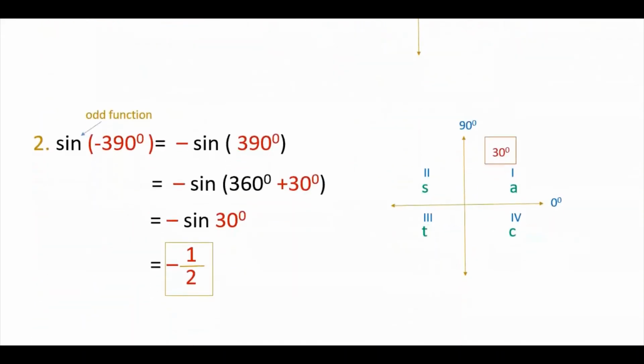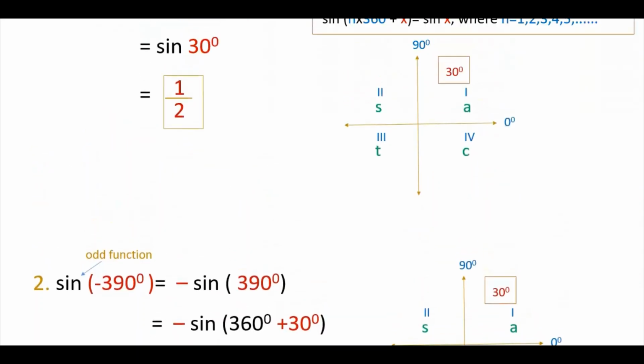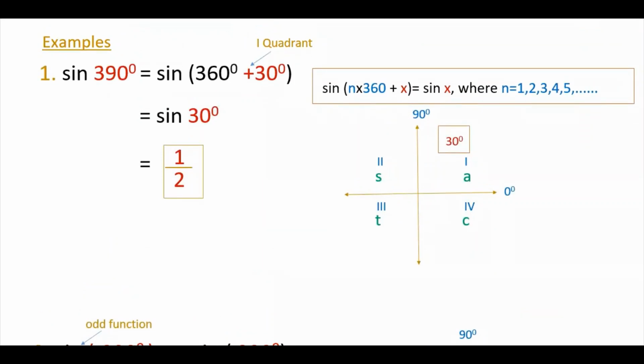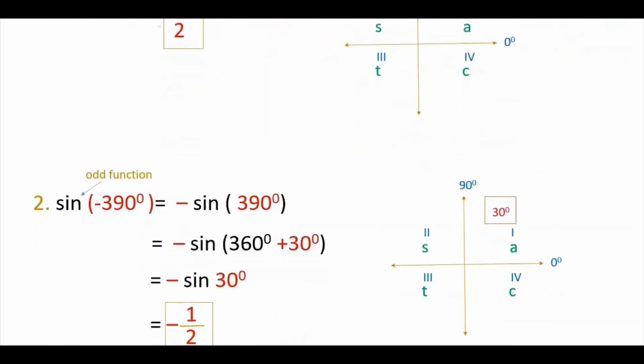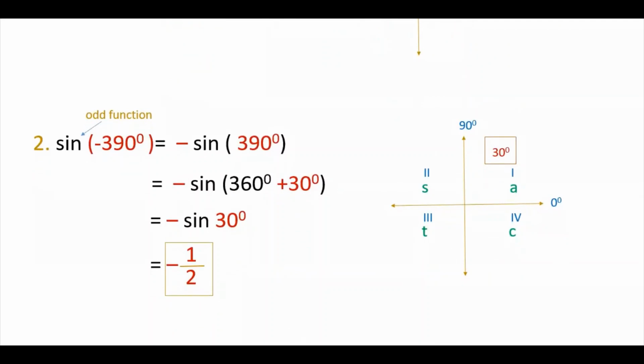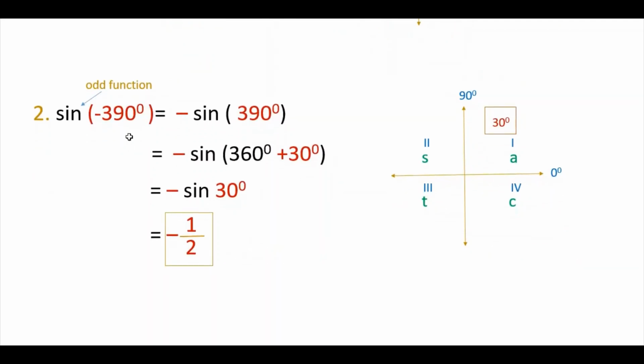And the next example is similar, but here there is a negative sign: sin of minus 390 degrees. See, the previous one was sin 390 degrees, and this is sin minus 390 degrees. Whenever a negative angle is there, you have to check whether it is an odd function or an even function. We know that cos and secant are even functions, and all the remaining ones are odd functions. So sin minus 390 degrees is an odd function, so you have to put minus sin 390 degrees.